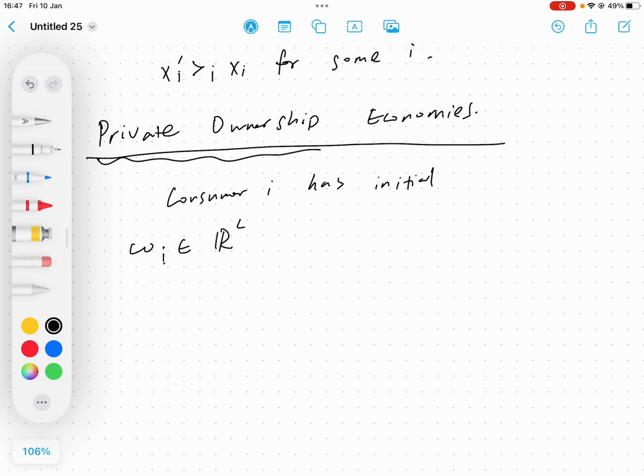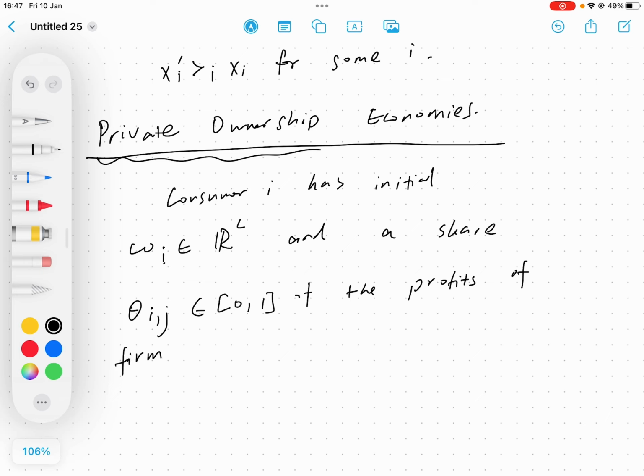So this would be a vector, okay, and a share theta ij, so person i to firm j. So the share will be just a proportion of the profits of firm j. So this is an interesting framework, right? So you can see some fundamental ideas from accounting from here, right?